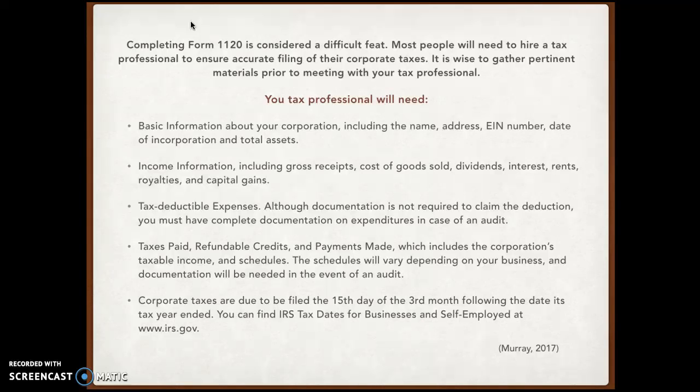Although documentation is not required to claim the deduction, you must have complete documentation on expenditures in the case of an audit. They will also need your taxes paid, refundable credits, and payments made, which includes the corporation's taxable income and schedules. These schedules will vary depending on your business, and documentation will be needed in the event of an audit. Corporate taxes are due to be filed the 15th day of the 3rd month following the date its tax year ended. You can find IRS tax dates for businesses and self-employed at irs.gov.